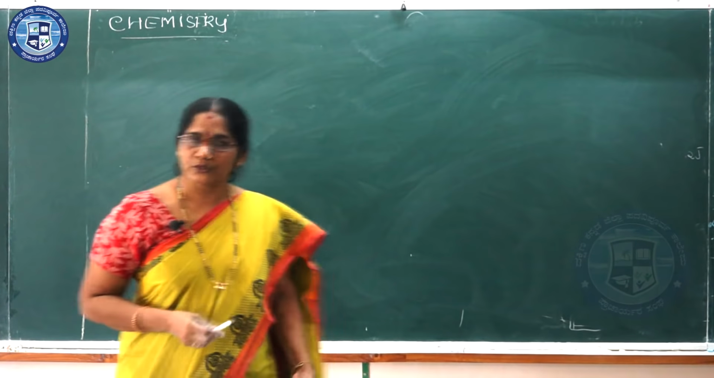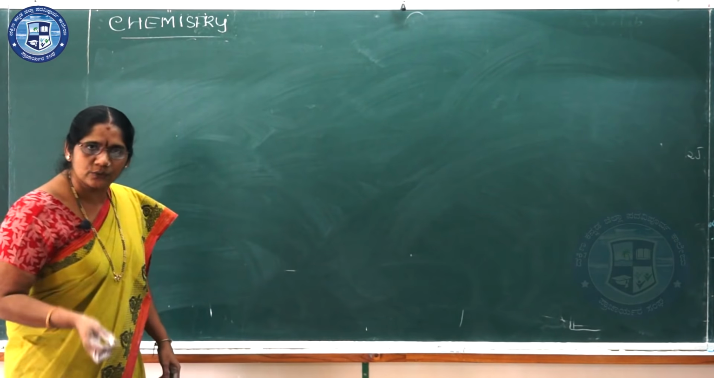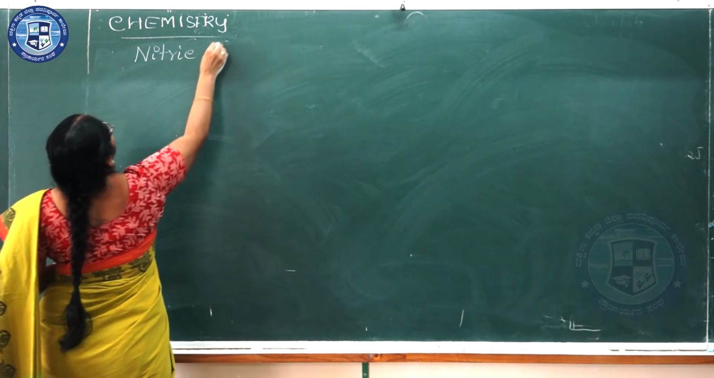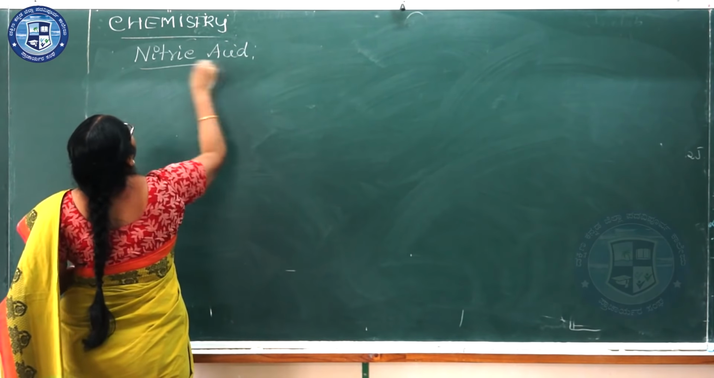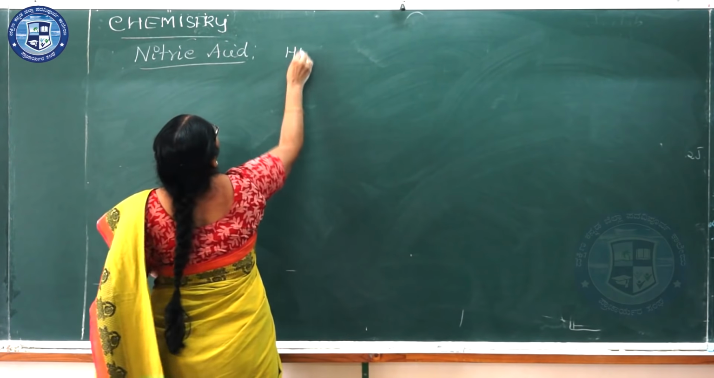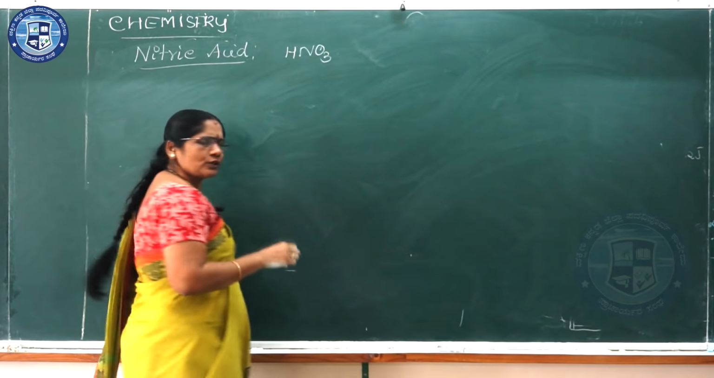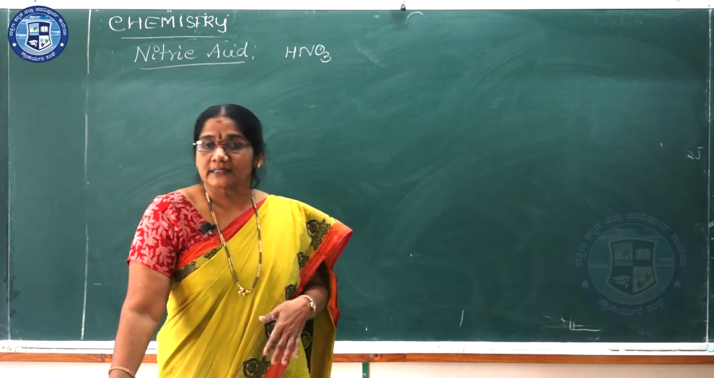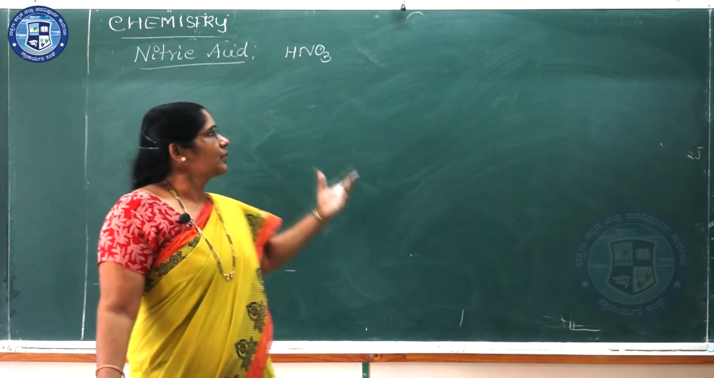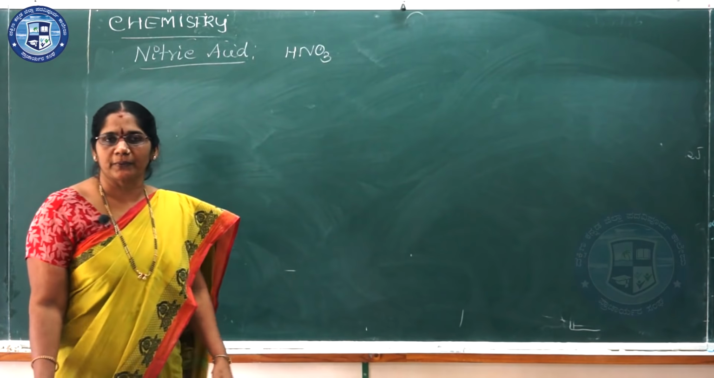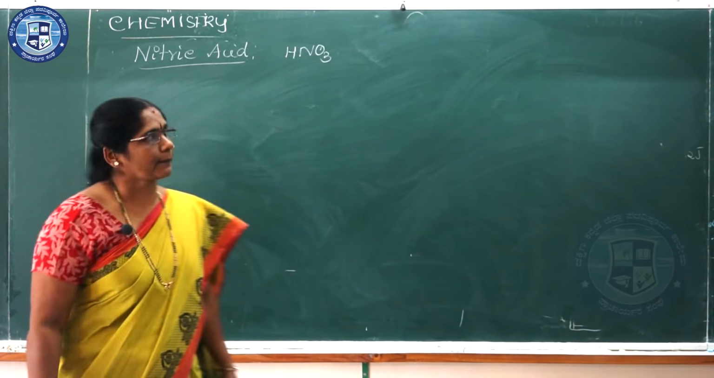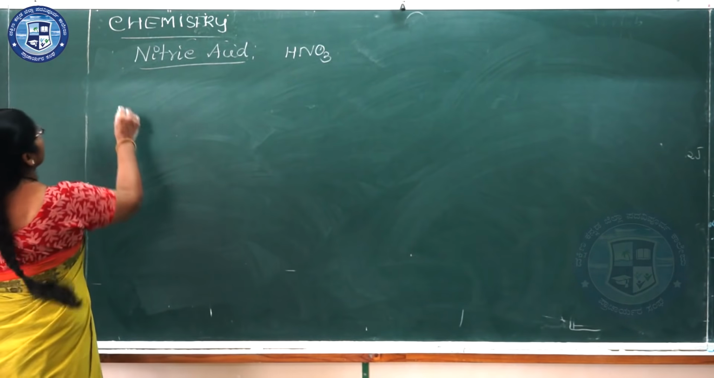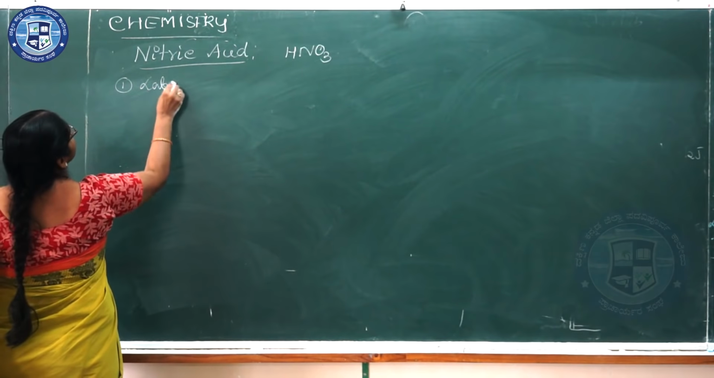One more compound of nitrogen we are going to study, the preparation, properties and uses of nitric acid, which is one of the important acids used in the laboratory and some of the industries. Nitrogen forms many oxo acids like hyponitrous acid, nitrous acid, nitric acid, out of which we will study only the preparation, properties and uses of nitric acid. How do we prepare nitric acid in the laboratory? Laboratory preparation.